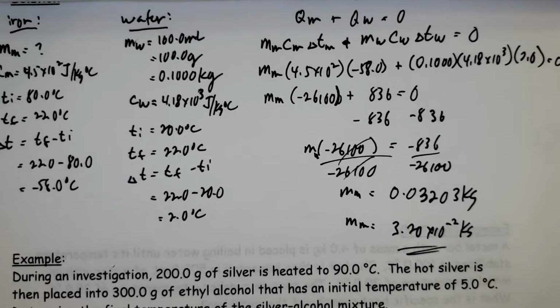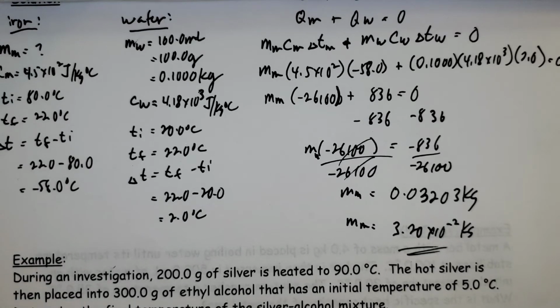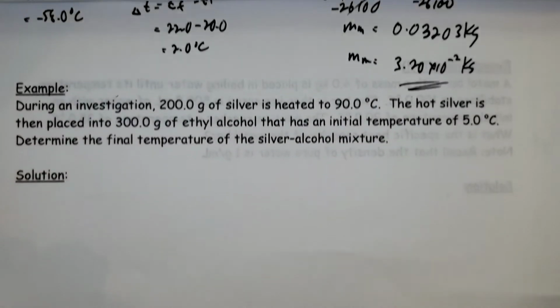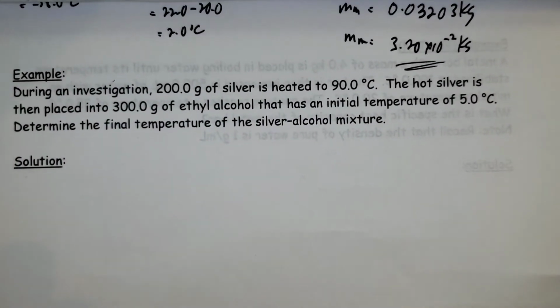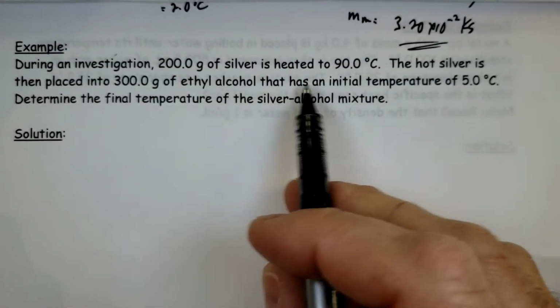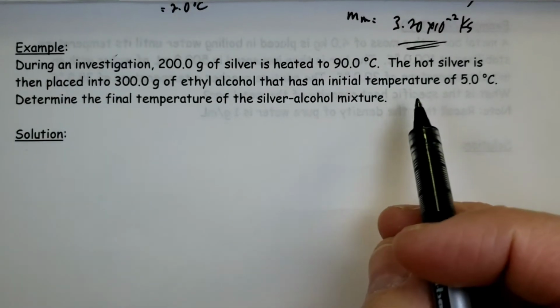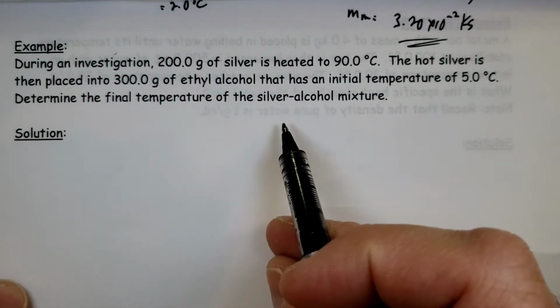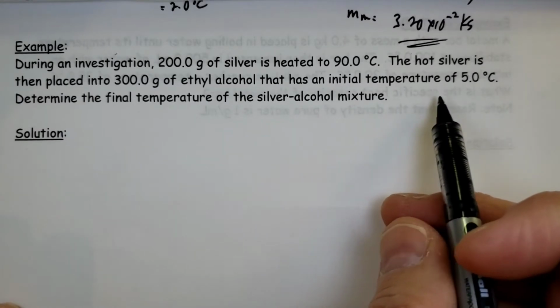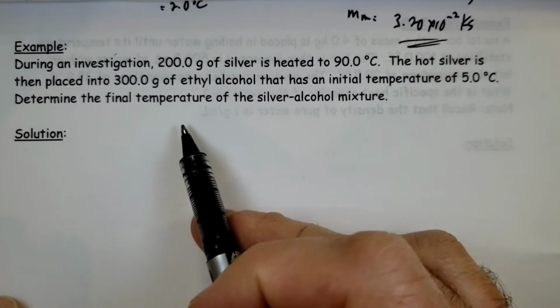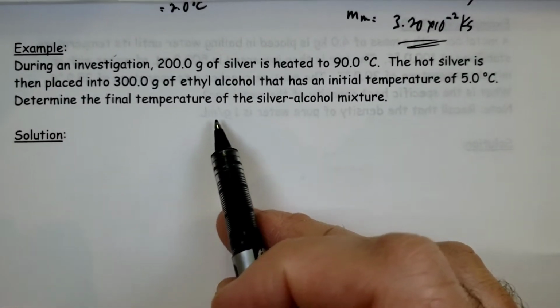All right, so you can jump ahead and try the next one. I'll continue with it here in a moment. Okay, so I look at the next one. Silver is heated up to 90 degrees, and then it's placed in ethyl alcohol, but it has an initial temperature of 5. Determine the final temperature of that.